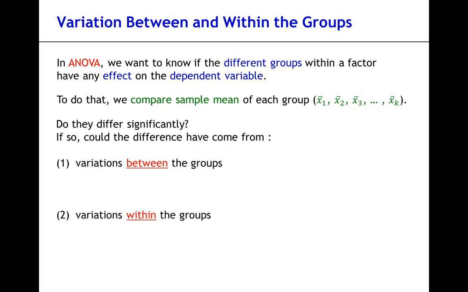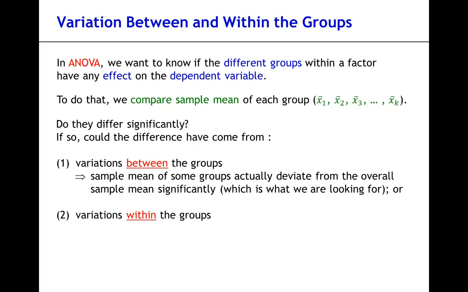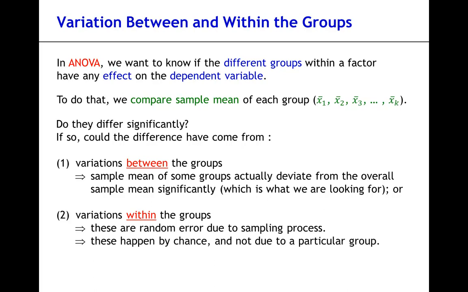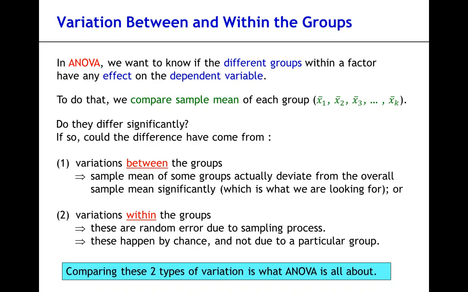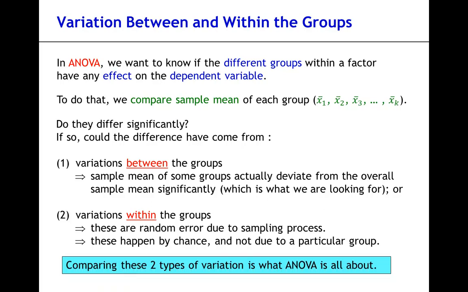Variation between groups would mean that the variation came about because the sample mean of some groups actually deviate from the overall sample mean significantly. This is exactly what ANOVA is set out to look for. On the other hand, variation within groups would mean that the variation came about because there are some random errors during the sampling process. Such random errors happen by chance and is not due to a particular group. Hence, comparing these two types of variations becomes the main idea behind ANOVA modeling.